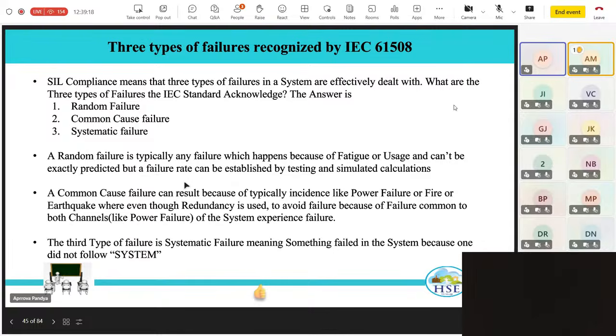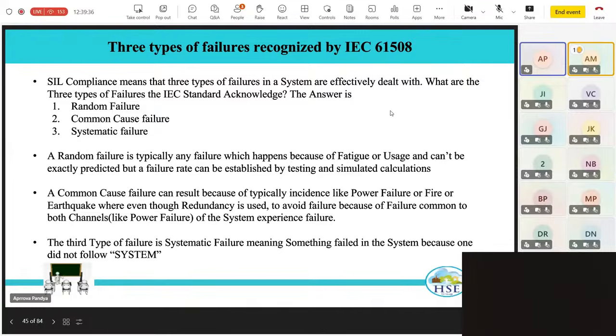So random failure could be because of various reasons. It could be because a capacitor may fail because maybe some electrolyte has just evaporated or something. So it can happen.